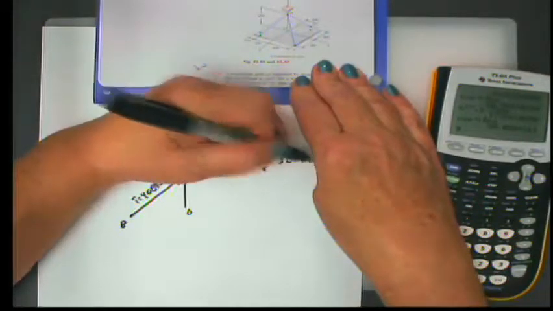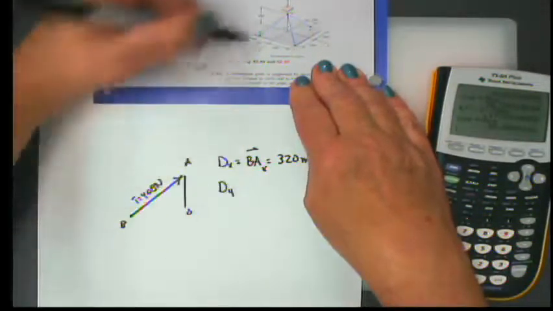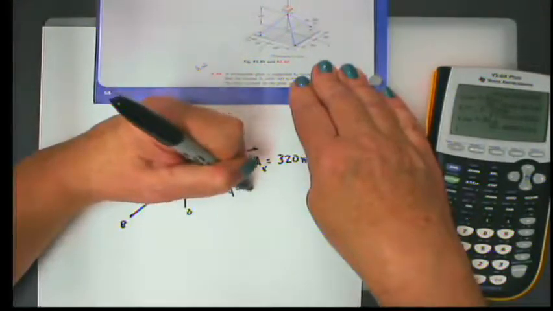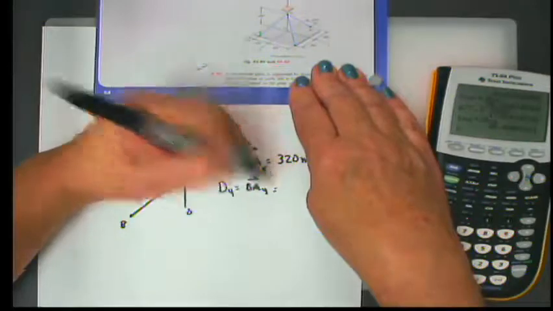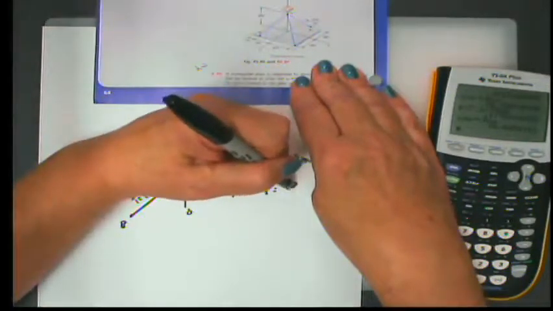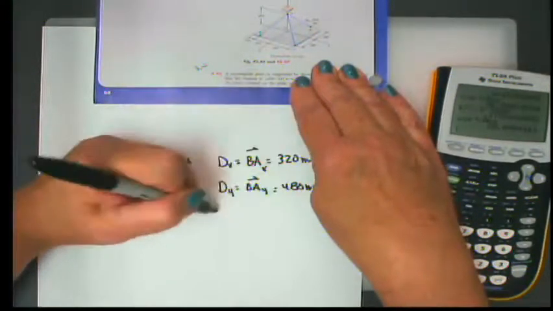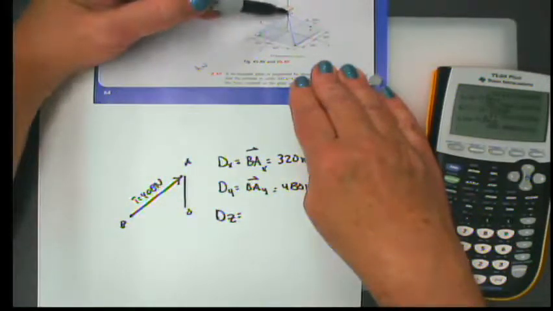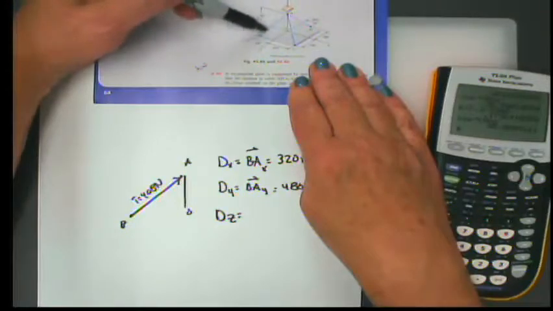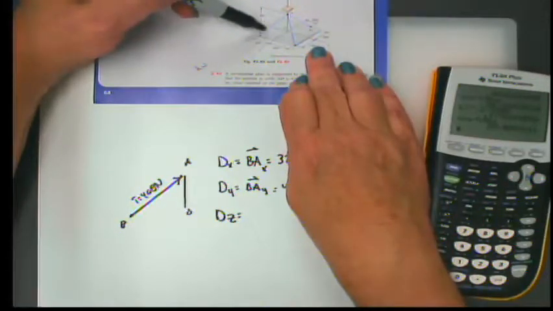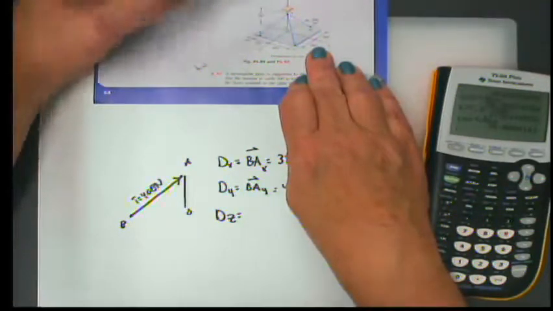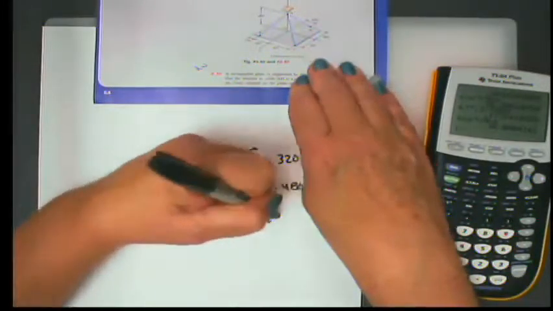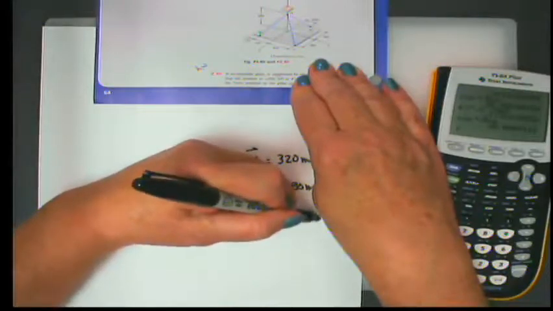320 millimeters. The distance in the y direction from B to A is up. The distance from B to A in the y direction is up a total of 480 millimeters. And in the z direction, from B to A, the z direction goes back into the board, and you see it goes from 360 back to 0, or in other words, it's equal to a negative 360 millimeters.